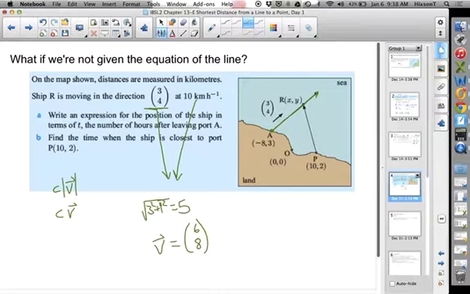Okay? So, for part A, write an expression for the position. I'm going to make xy equal to our starting position vector, negative 8, 3, plus t times our velocity. And make sure you use the 6, 8. Otherwise, your ship will only be going 5 kilometers an hour instead of 10.